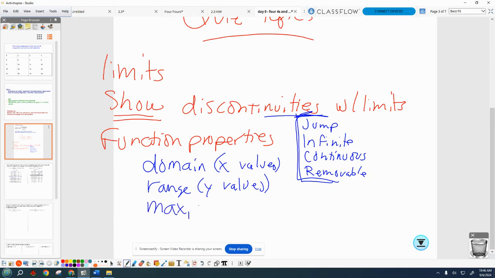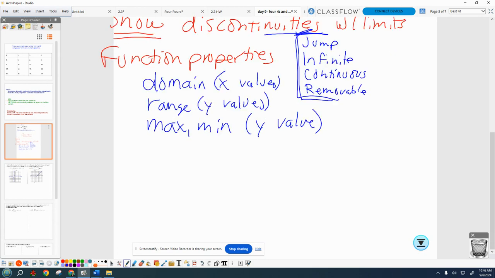Finding max, finding a min. Are those X values, Y values, or coordinates? Y values. What is the high temperature? That's the Y value. When did the high temperature happen? That's the X value. And end behavior, being able to say end behavior with limits.